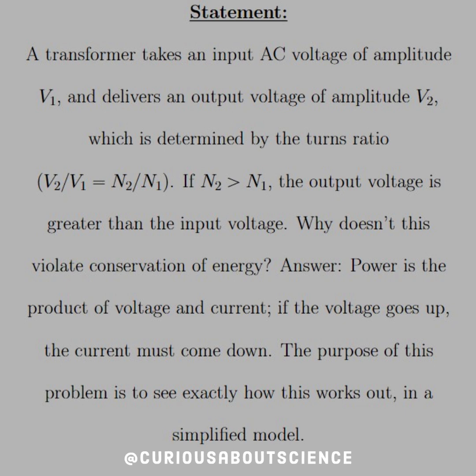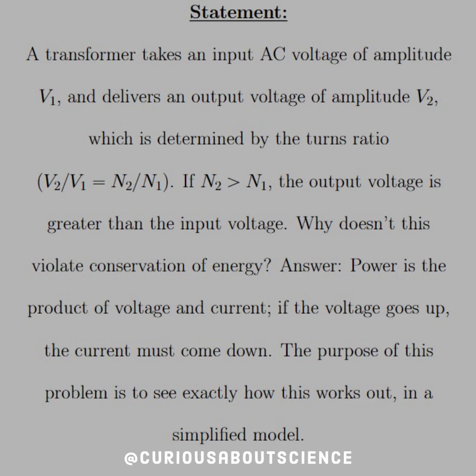And the statement is: a transformer takes an input AC voltage of amplitude V1 and delivers an output voltage of amplitude V2, which is determined by the turns ratio, V2 over V1 equal to N2 over N1, which we kind of saw last question. If N2 is greater than N1, the output voltage is greater than the input voltage. Why doesn't this violate conservation of energy?